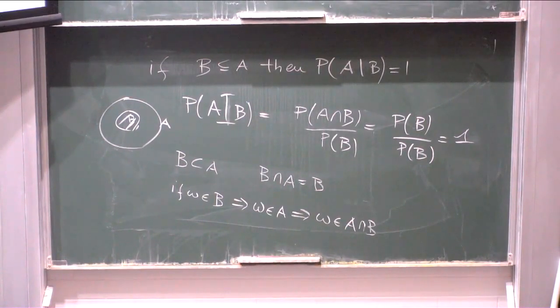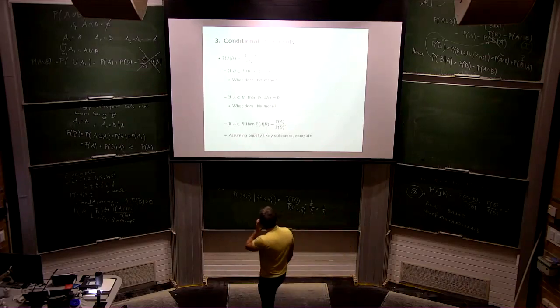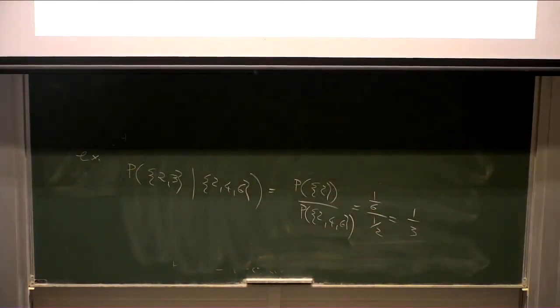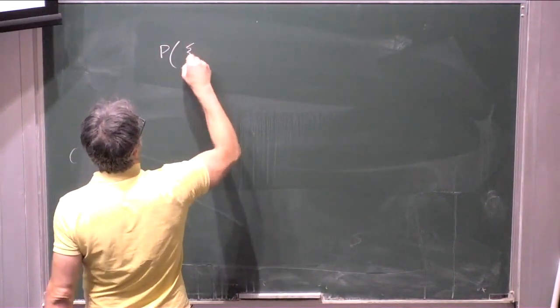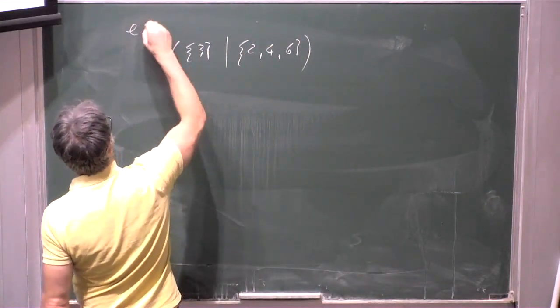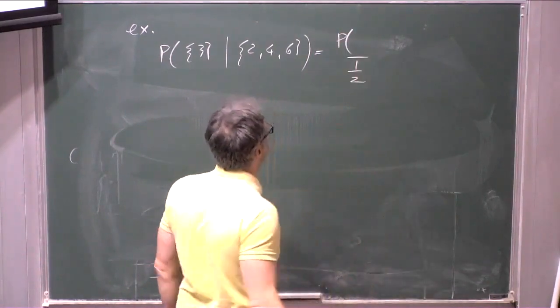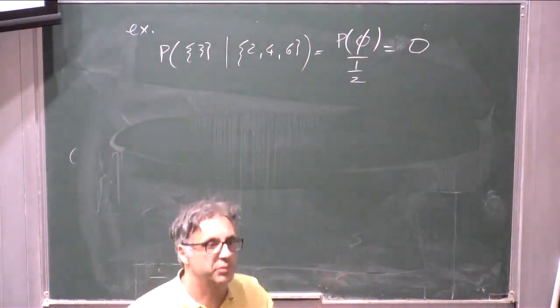Questions? Friday, almost there. If A is a subset of B complement, the probability is 0. What does it mean? Okay, let's go by the example again. The probability of 3 given 2, 4, 6. So in the example again, what's the intersection? The denominator is 1/2. What's the intersection here? The empty set, so I get a nice 0. Whenever the intersection is the empty set, I get a nice 0.